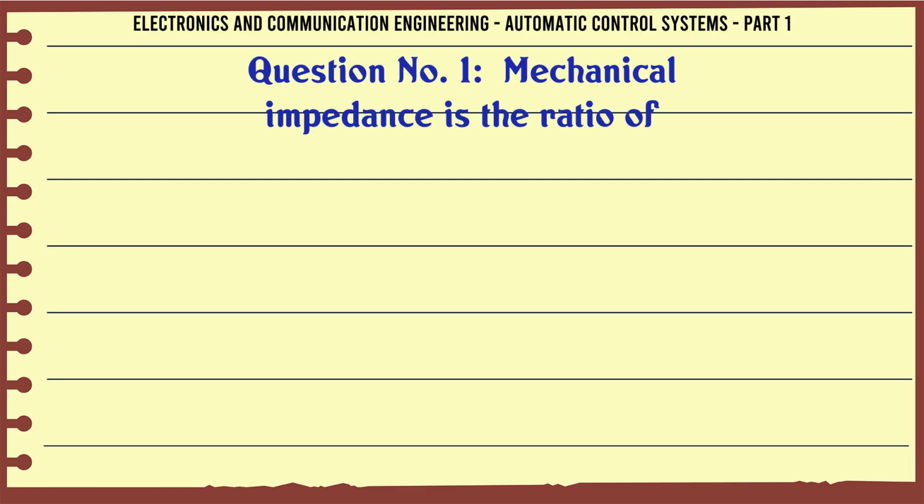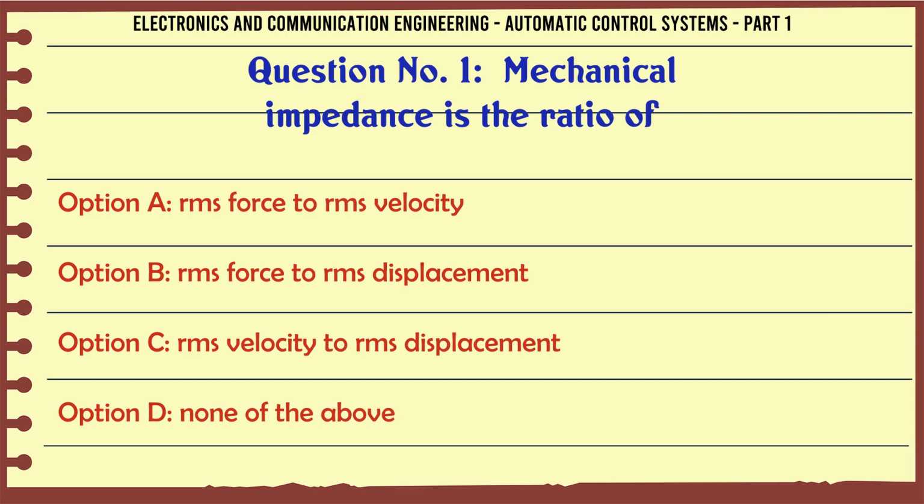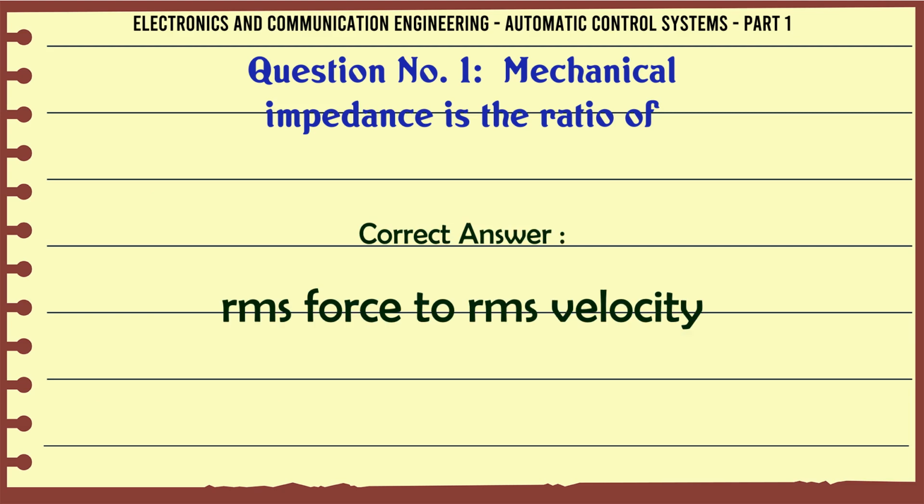Mechanical impedance is the ratio of A. RMS force to RMS velocity, B. RMS force to RMS displacement, C. RMS velocity to RMS displacement, D. None of the above. The correct answer is RMS force to RMS velocity.